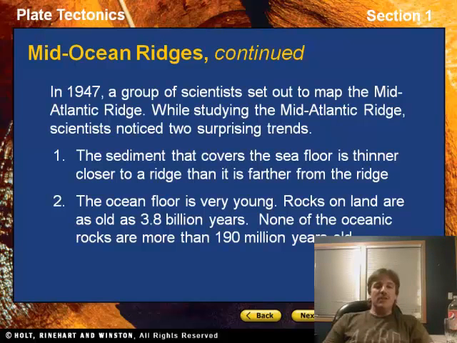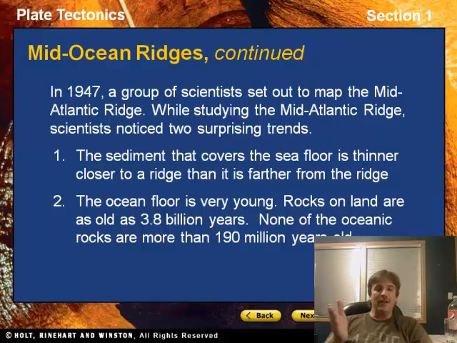The mid-oceanic ridge was found because a bunch of scientists in a ship called the Beagle were sent out to use sonar, which is a brand new technology, to map the ocean floor. They thought if they mapped the ocean floor, it would help with shipping lanes and things, and they thought they could make some money out of it. So as they were mapping the ocean floor, they found that right in the middle is this huge mid-oceanic ridge. And they found two surprising trends.